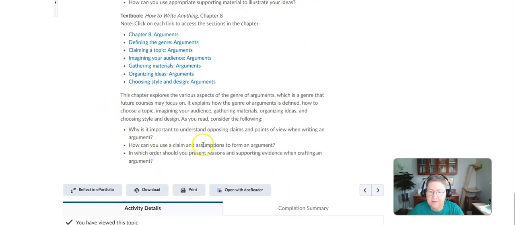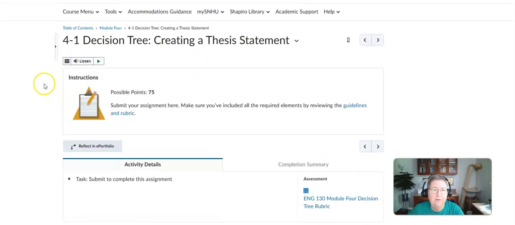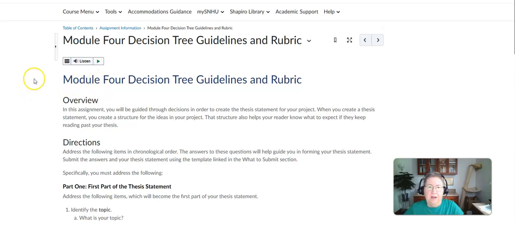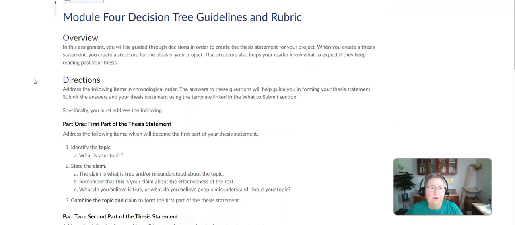So that is all of the information on the resources page. Now we're ready to look at the first assignment, 4-1 decision tree, creating a thesis statement. And as always with these assignments, we need to click on guidelines and rubric to get to the real information, the actual instructions. But first I want to read you the overview so we can get a focus of what the assignment is going to cover.